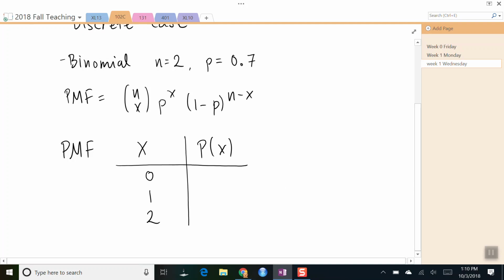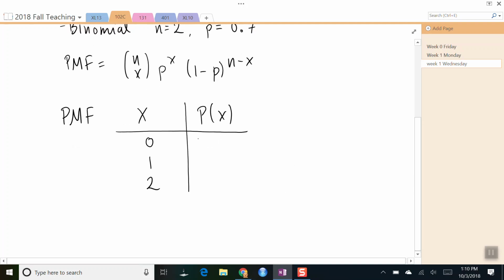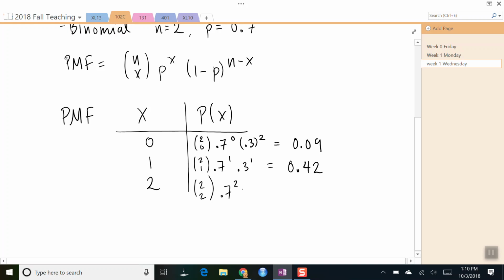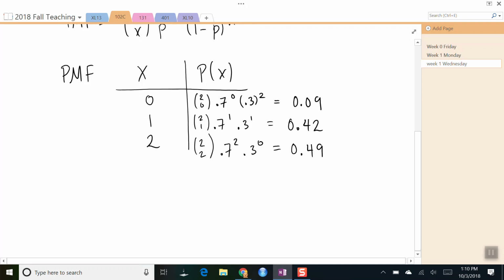Then p of x, as defined by the PMF, we'll have 2 choose 0, 0.7 to the 0 times 0.3 to the 2, and so this becomes 0.09. Then I've got 2 choose 1, 0.7 to the 1, 0.3 to the 1, so that becomes 0.42. And then I have 2 choose 2, 0.7 to the 2, 0.3 to the 0, which is 0.49. I think I did my math correctly here. So this is our PMF.